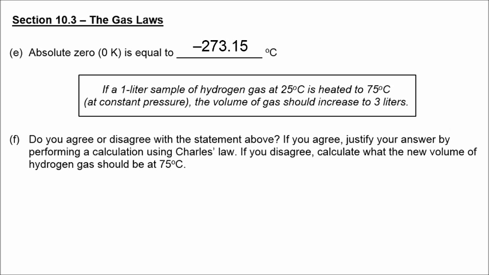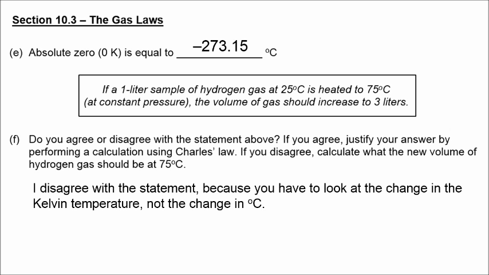So here we have an example of a Charles' law problem. We're heating a gas and the volume should increase. Does the volume increase? Yes. Does the volume increase from 1 liter to 3 liters? No. And the reason why you disagree with this statement is because we're not looking at the change in Celsius temperature. We should be looking at the change in Kelvin temperature.